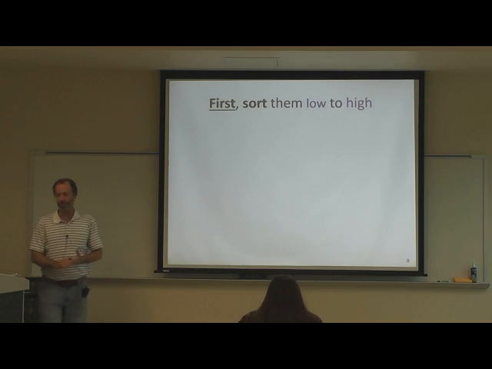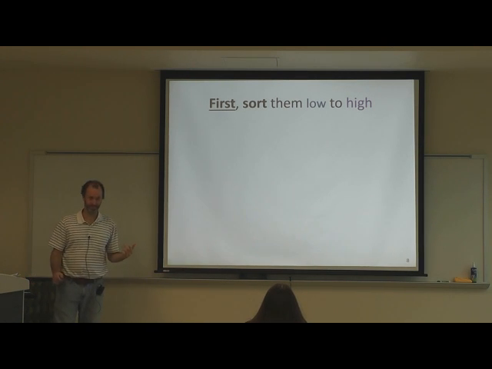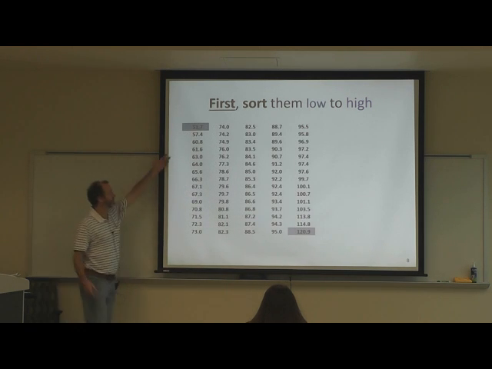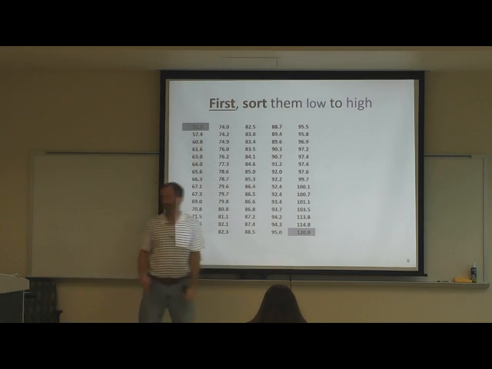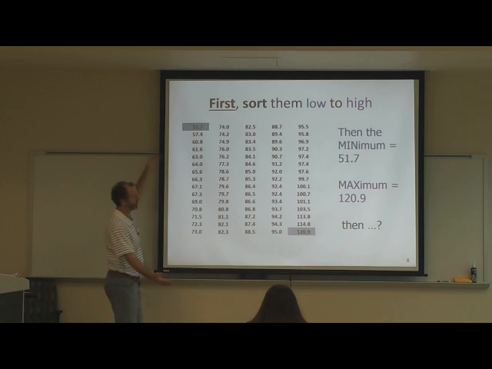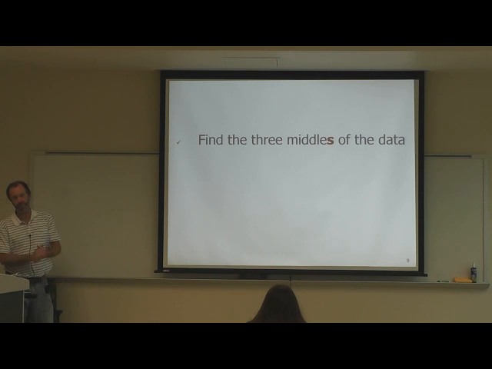Next thing you might want to do is sort them low to high. So what's that going to tell you? Range, yeah. You sort them from the low value to the high value, and then you get to know the maximum and the minimum. So it gives you the range that it's in, right? Then you want to find the three middles. Can anybody tell me the three middles?